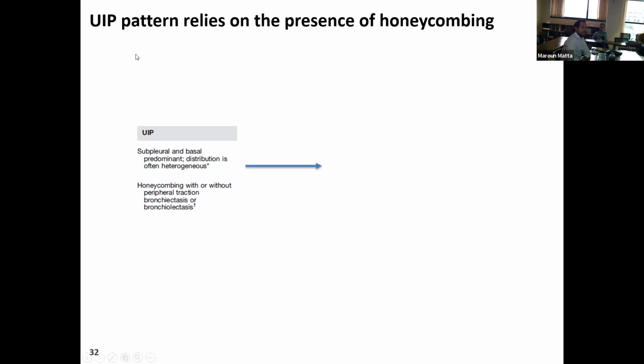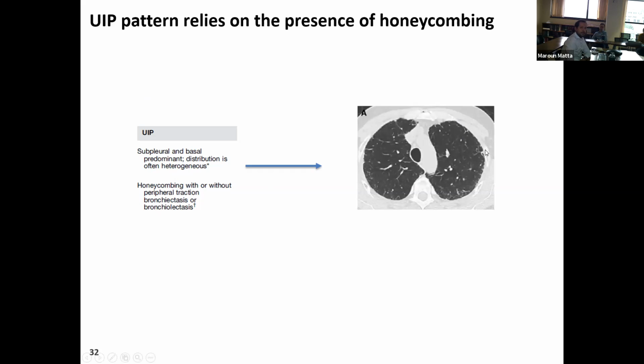To have a definite UIP pattern, you have to have some honeycombing, and it can have traction bronchiectasis or bronchiolectasis. If you're looking at it, you're seeing reticulation, which by definition is just irregular white lines. There's nothing fancy. It doesn't tell you anything about the etiology.